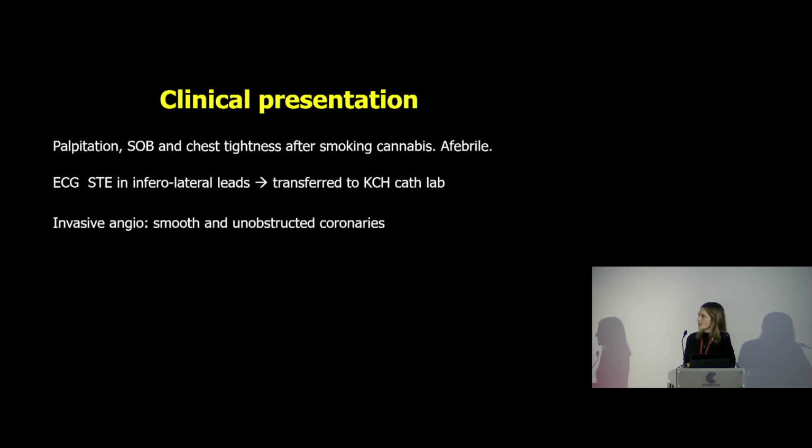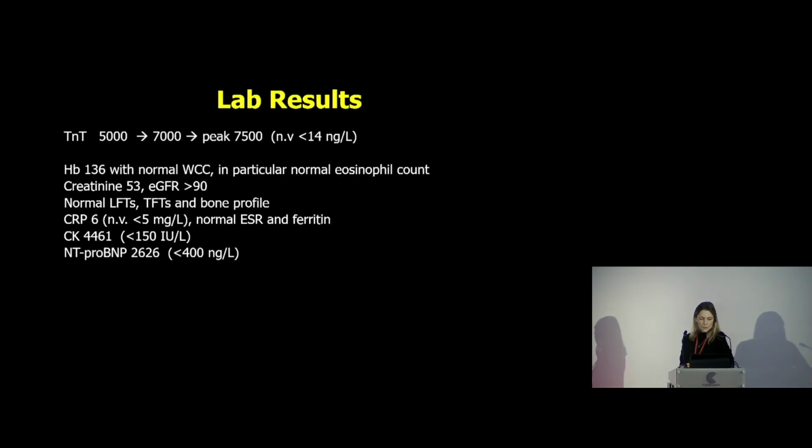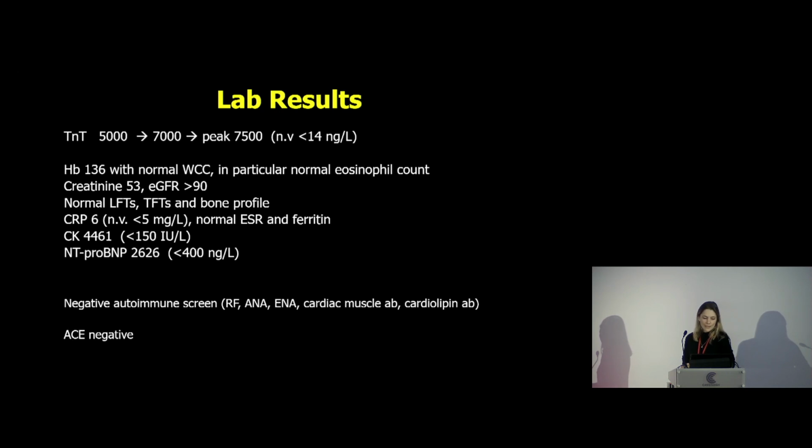Her angio is normal, with smooth unobstructed coronaries. An ECG with us subsequently shows actually more diffuse ST elevation in anterolateral and inferior leads. The troponin is significantly raised, peaking at 7,500. White cell counts are normal, in particular a normal eosinophil count throughout the admission. There is a borderline, very mildly raised CRP only, with normal ESR and ferritin. CK is significantly raised, as is the NT-proBNP. Autoimmune screen is negative, ACE is negative, and an extensive viral screen is negative, including COVID-19 RNA.